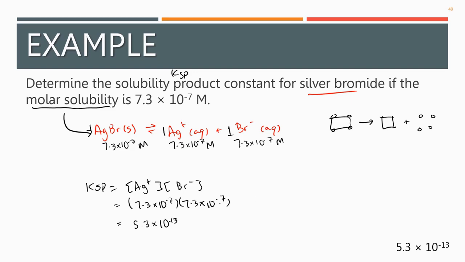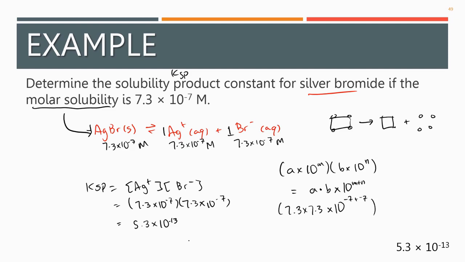When we multiply two terms, you might have recognized this from your pre-cal days. If we have a times 10 to the m multiplied by b times 10 to the n, what this works out to being is a times b times 10 to m plus n. So really, if we want to do this, we could do this as 7.3 times 7.3 times 10 to the power of -7 plus -7.